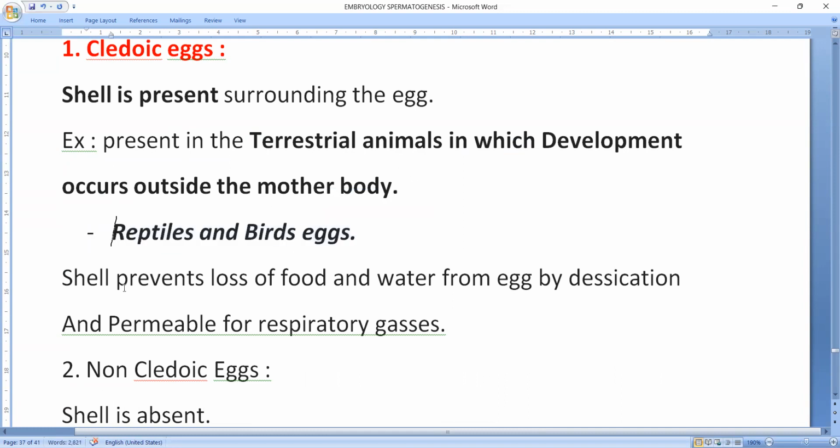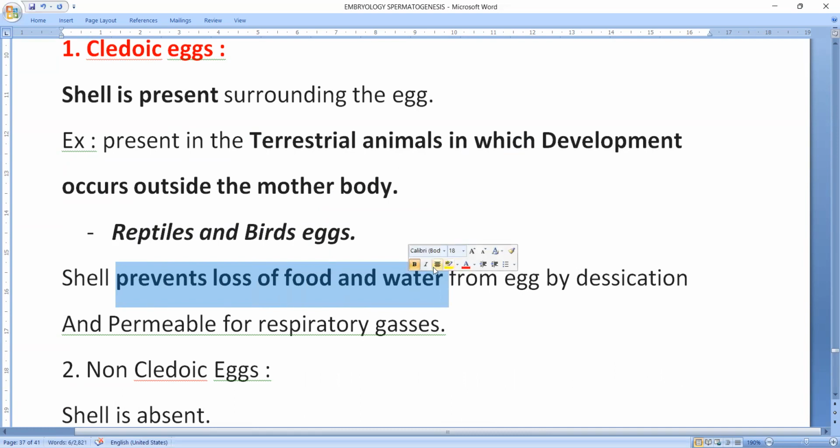So why? The shell prevents loss of food and water from the egg.